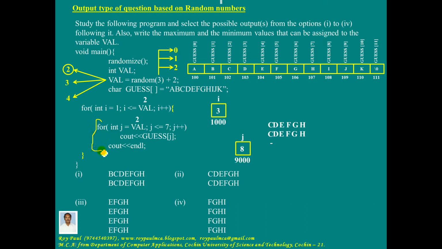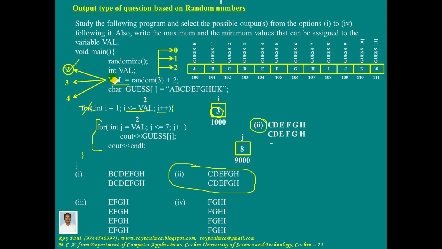Now the inner for loop is executed, I is incremented, previously it was 2, now it became 3. Now 3 less than or equal to 2, condition wrong, so you exit from the outer for loop. So when VAL is taken as 2, the correct answer is option number 2, this one.